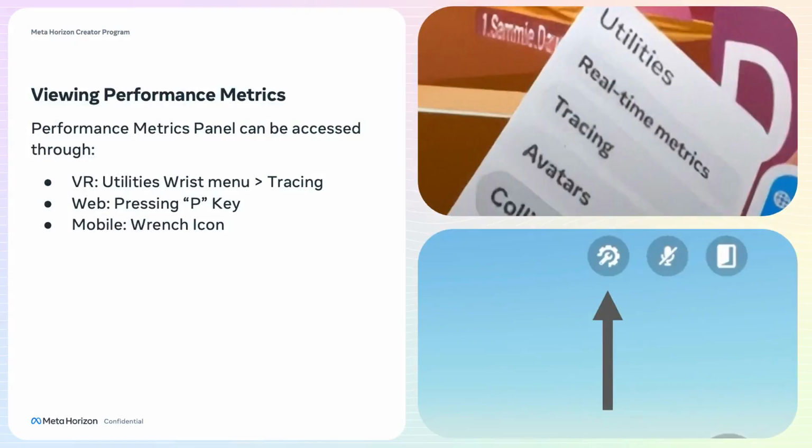All right. So, viewing performance metrics, if you're unfamiliar with how to see the state of your world when it comes to frame rate and performance, these areas here are how you would access them. So, in VR, if you're looking at your wrist menu, which is, when you look down, you would see a utilities menu that has a tracing option, or real-time metrics if you're just kind of looking at the live playtest data, and I'll show that in the next slide. And in web, you would press the P key, and in mobile, you would press the wrench icon.